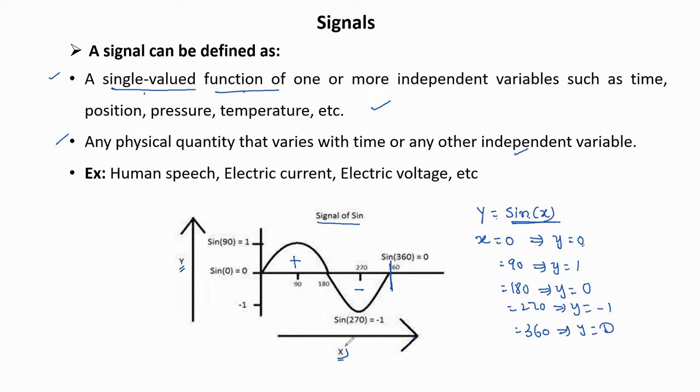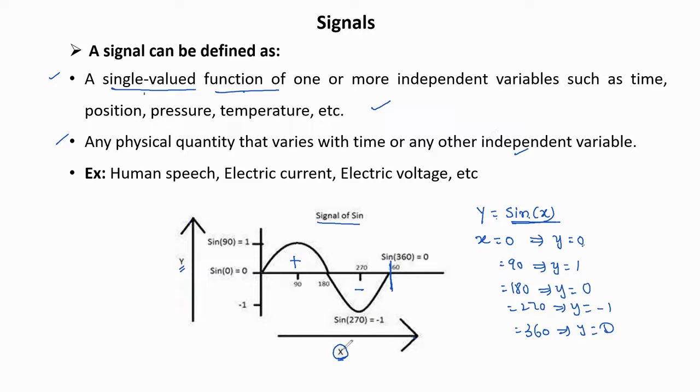Here in this example we have taken only a single independent variable. Sometimes we may take more independent variables also. Now, according to the independent variables, we have to find the value of the amplitude or value of the signal. This is the first definition.